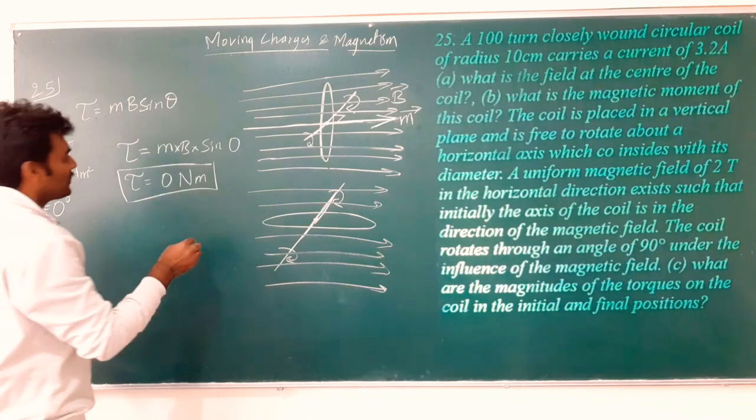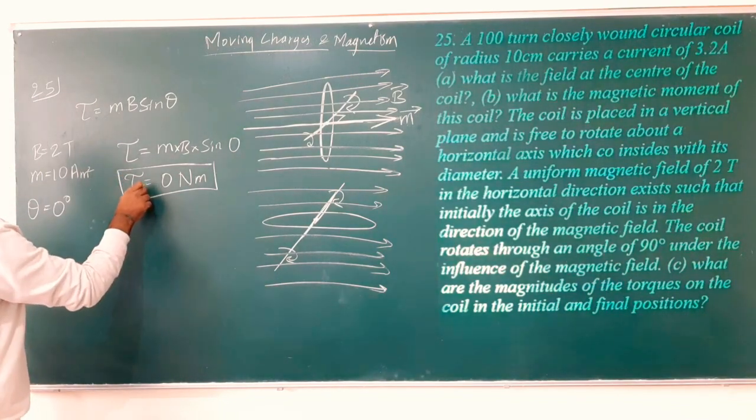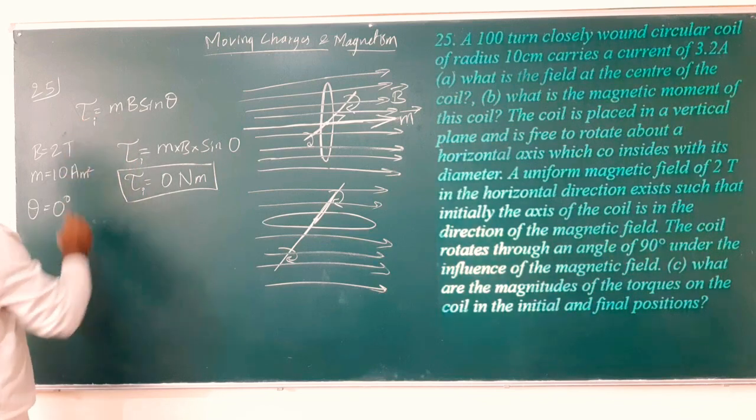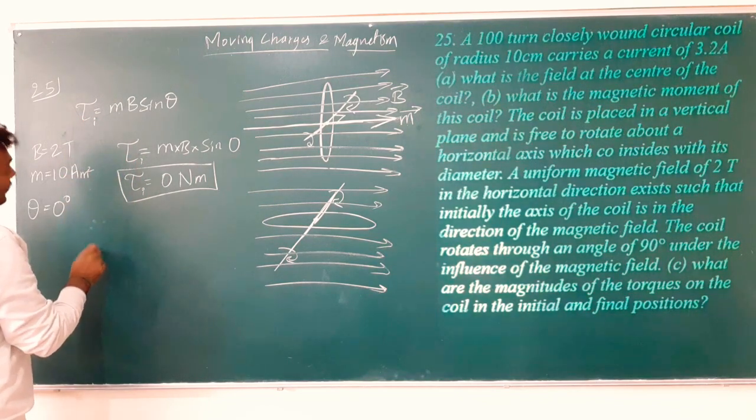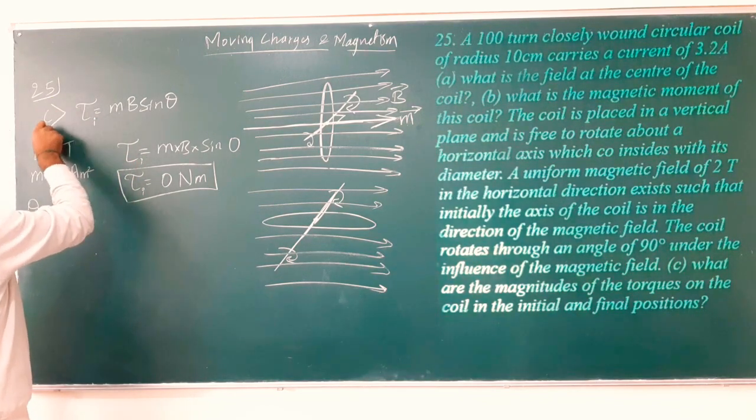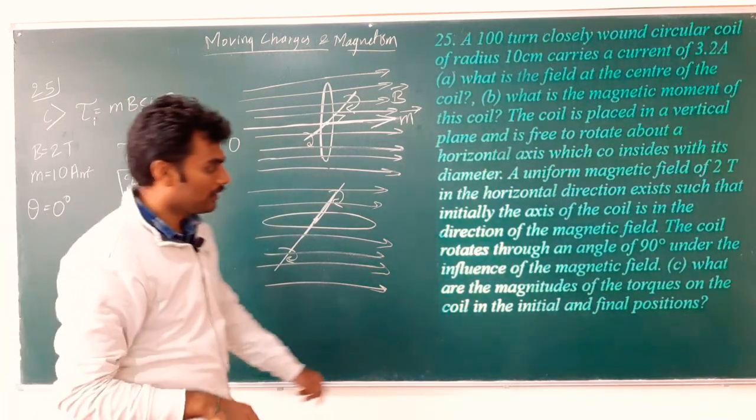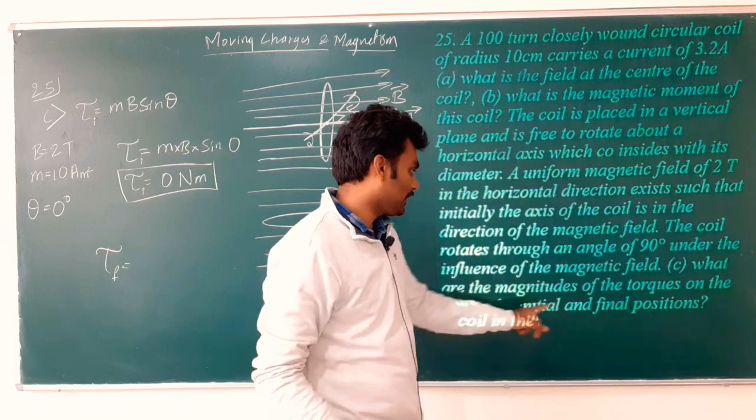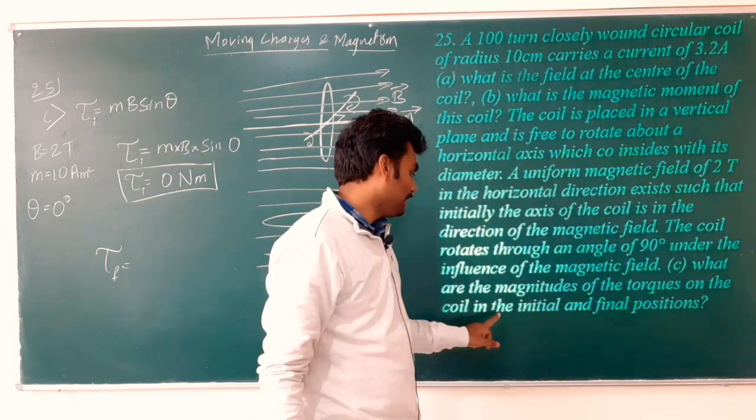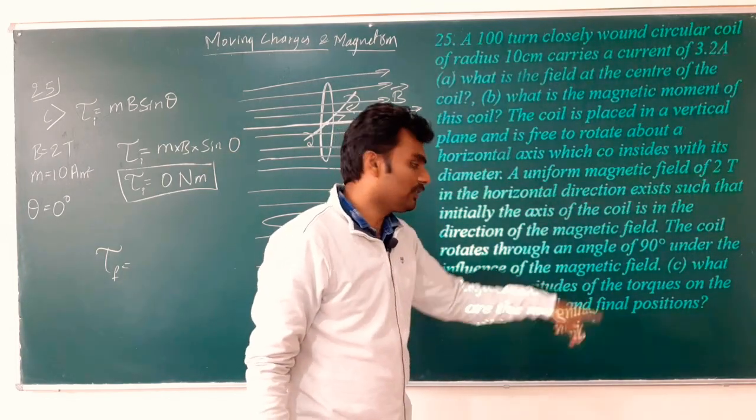Now coming to the final situation, let me call this tau I, the initial torque. So this is part C of the question. The final torque experienced, look at this, the magnitudes of the torques on the coil in the initial and the final positions.